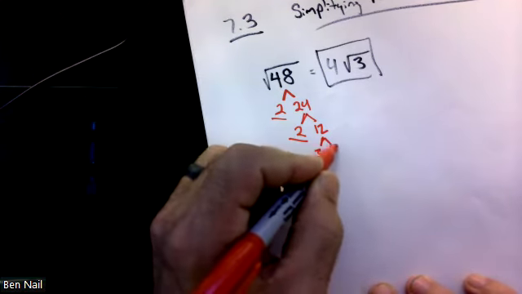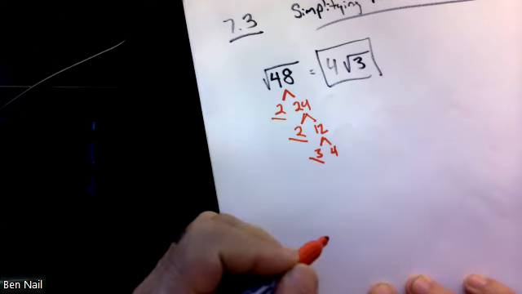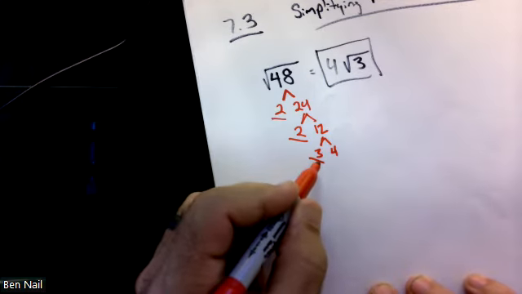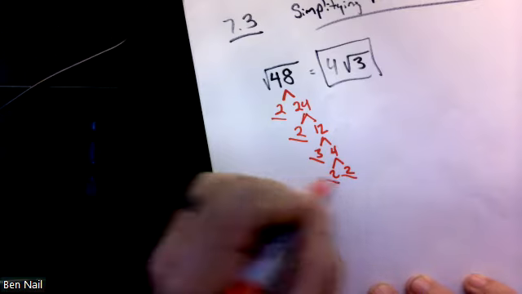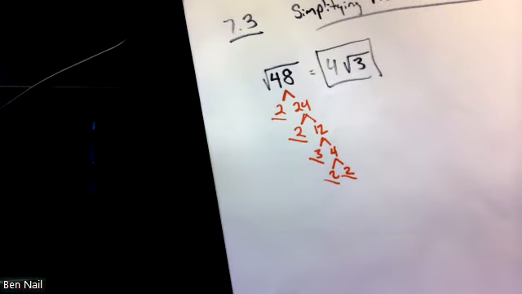12 is 3 times 4. Now again, 3 is a prime number because the only thing I can multiply to get 3 is 1 and 3. 4 is 2 times 2. Okay, so what this shows is these are all of my prime factors.